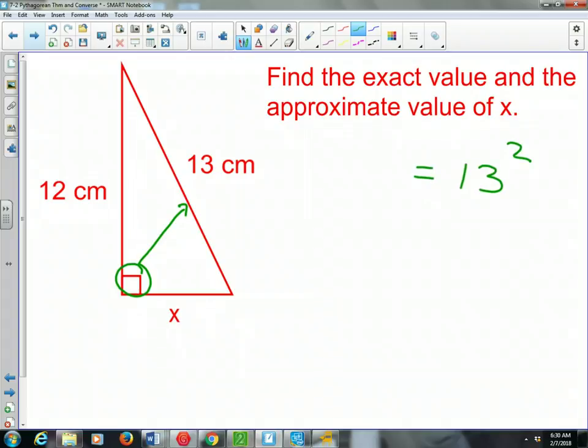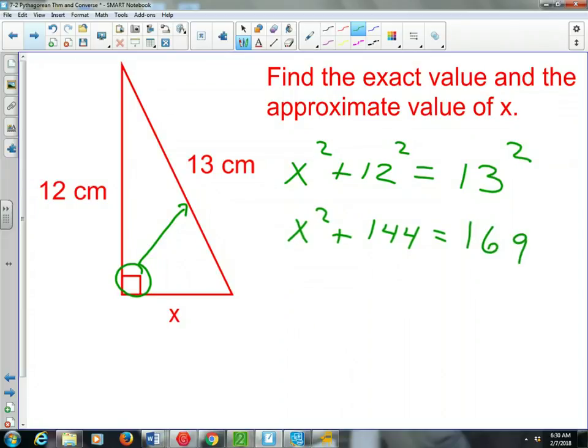So 13 squared goes on the right side. The other two legs, their sum squared goes on the left side. It doesn't matter if you do 12 squared plus x squared or x squared plus 12 squared. So there we have a squared plus b squared equals c squared. Now we're going to solve for x. So x squared plus 12 squared is 144. That equals 13 times 13, which is 169.